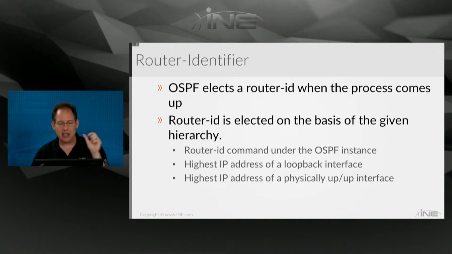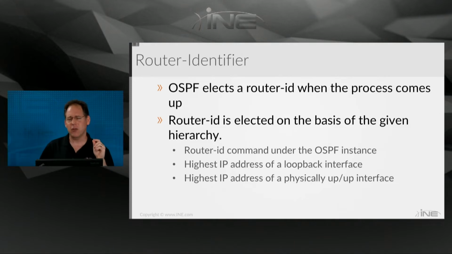What if you did not type the router-id command? Well then, the router will look to see if you have any loopback interfaces. If you do, whatever the highest IP address is of all of your loopbacks, that will be your router ID. And then lastly, if there are no loopbacks and there's no OSPF router ID that was manually configured, it'll just look around at your interfaces and select the highest IP address from among your physical interfaces, and use that as its router ID.